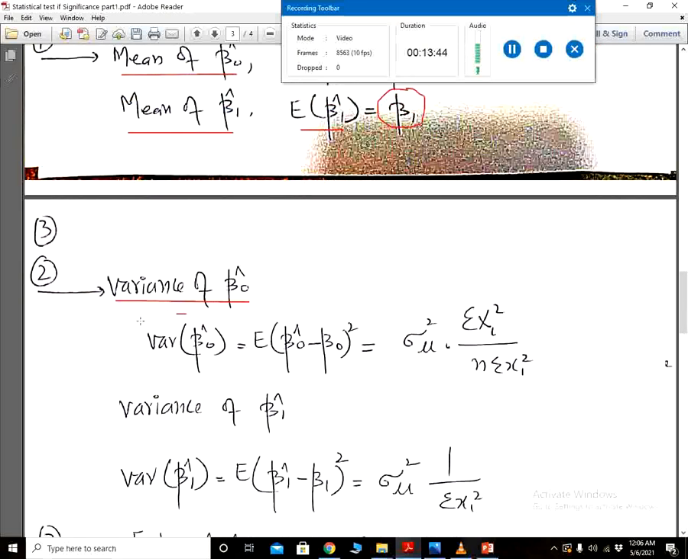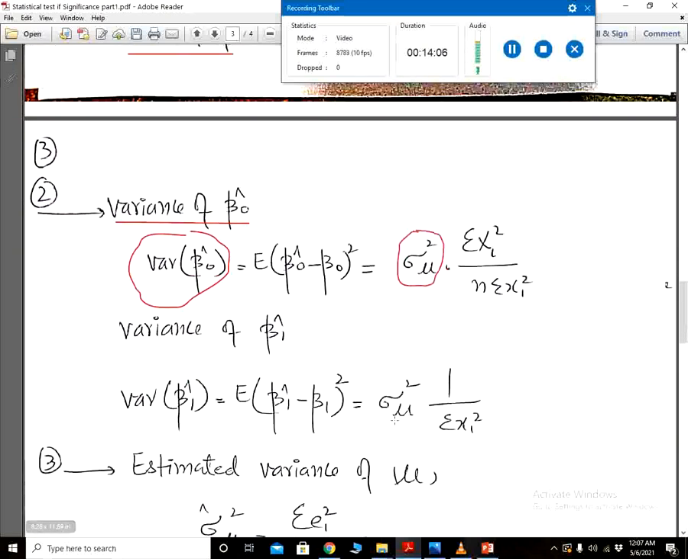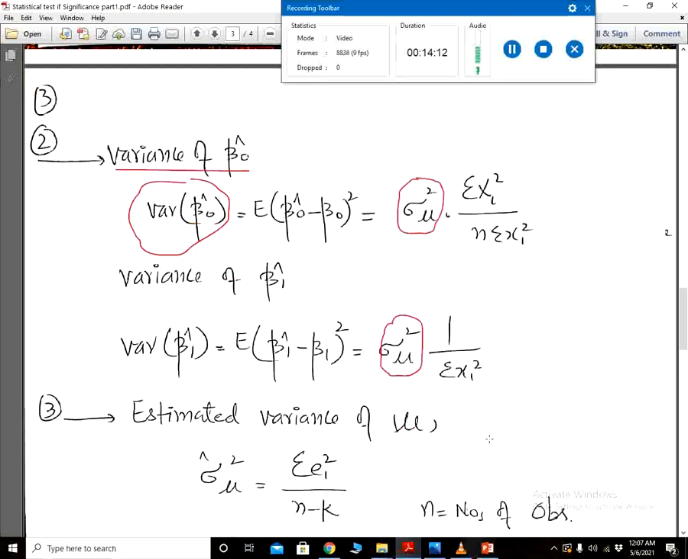The variance of beta naught, that is the squared deviation, the expected value of beta naught cap minus beta naught, squared, is equal to the population variance of mu into summation capital Xi square divided by n summation small xi square, right? The variance of beta 1 is equal to the population variance into 1 divided by summation small xi square.